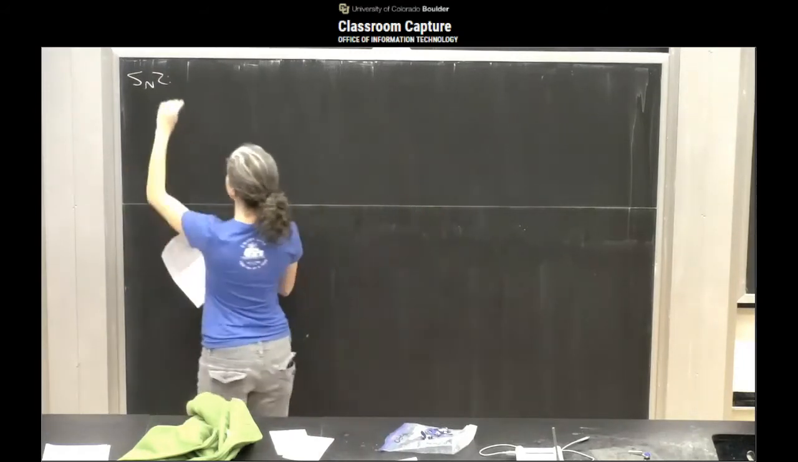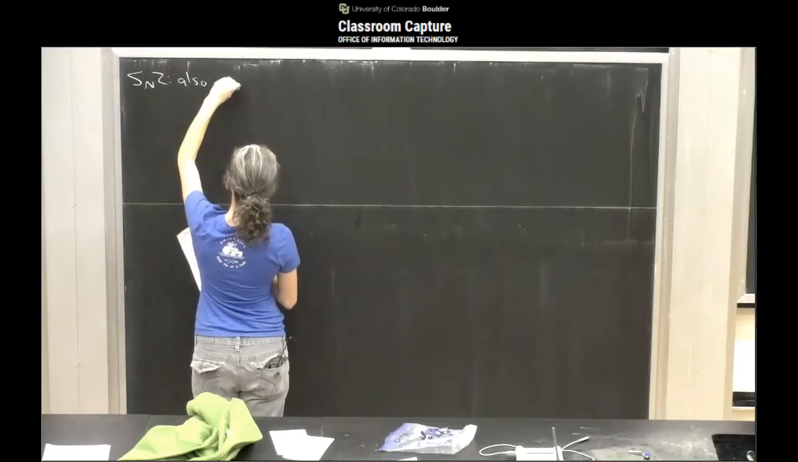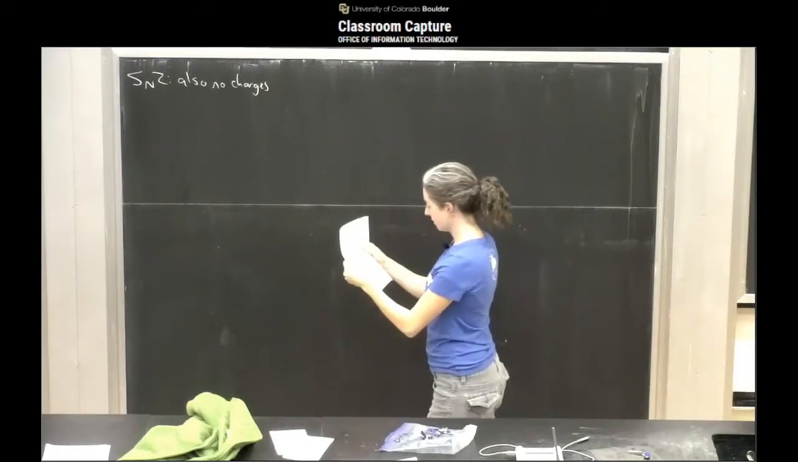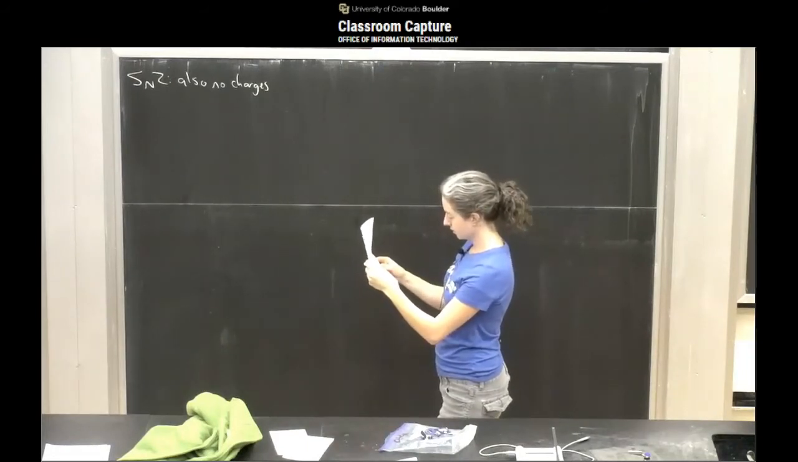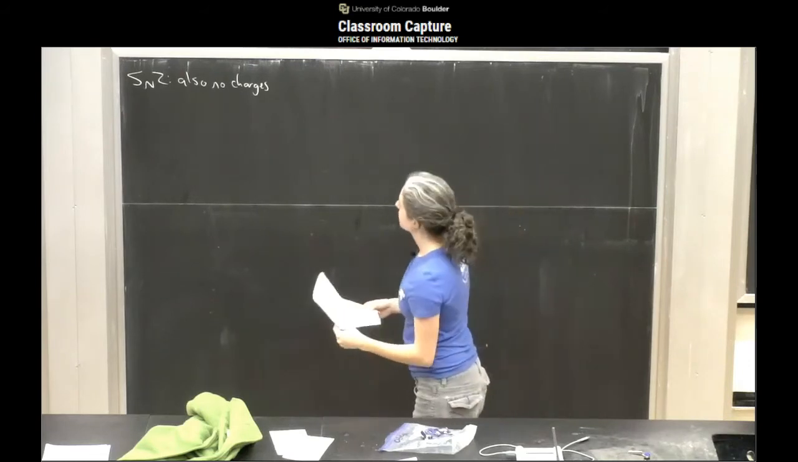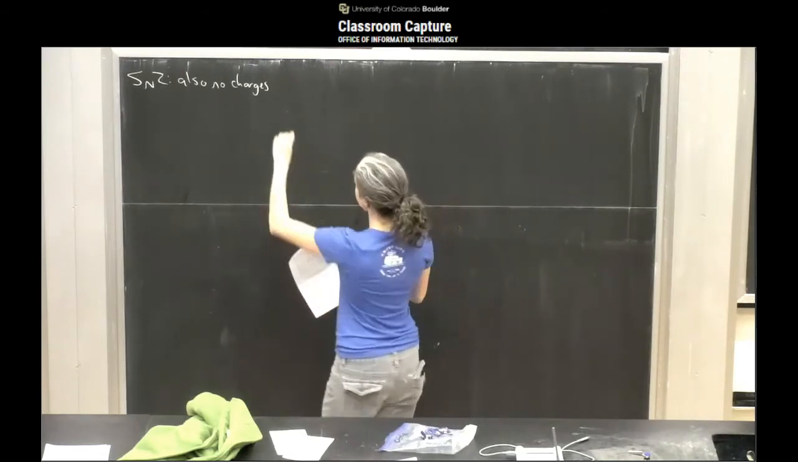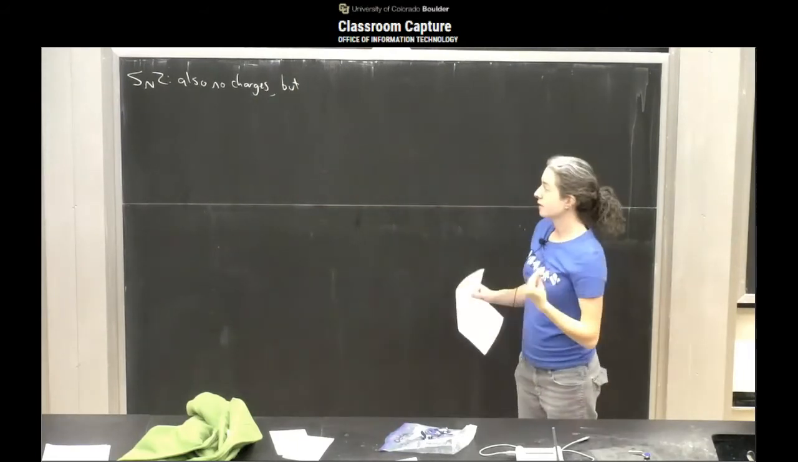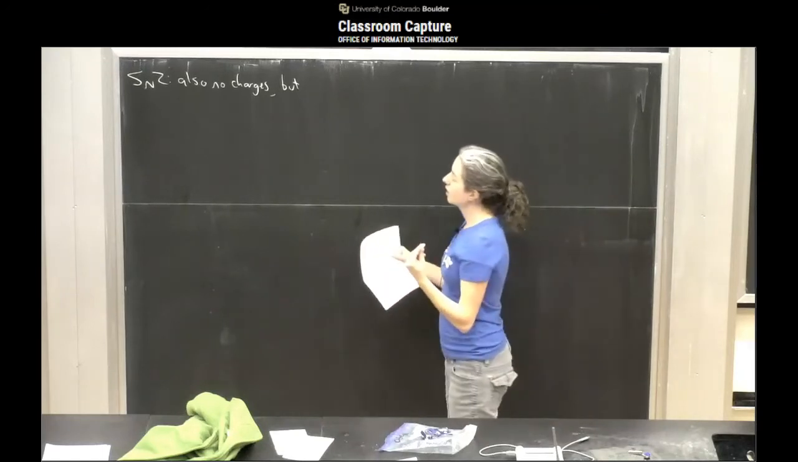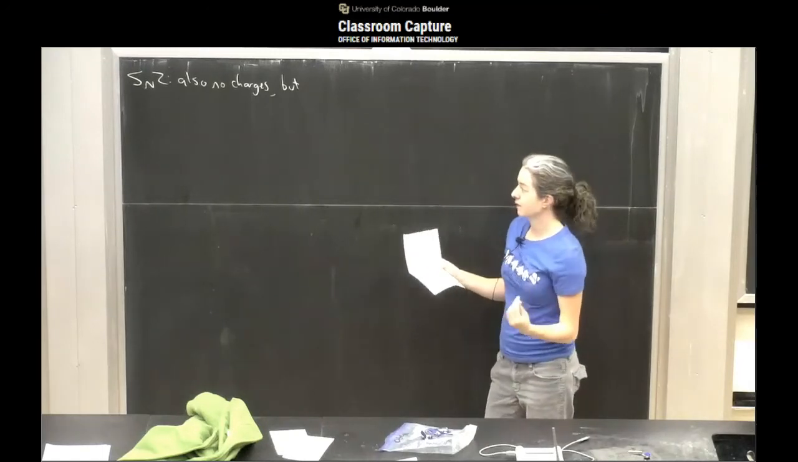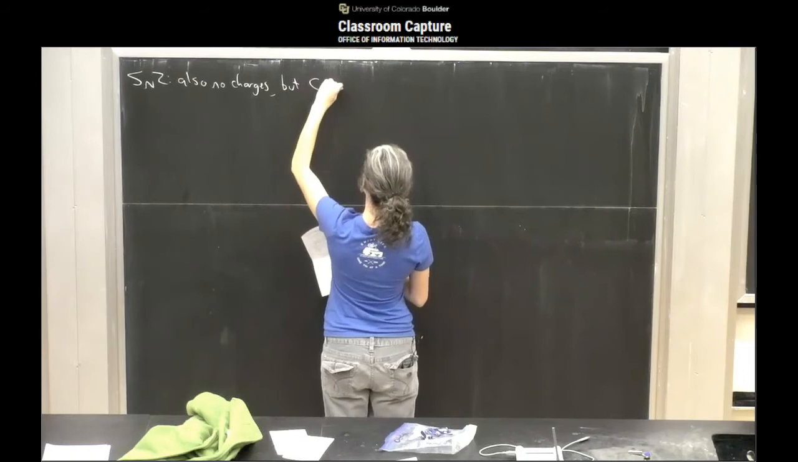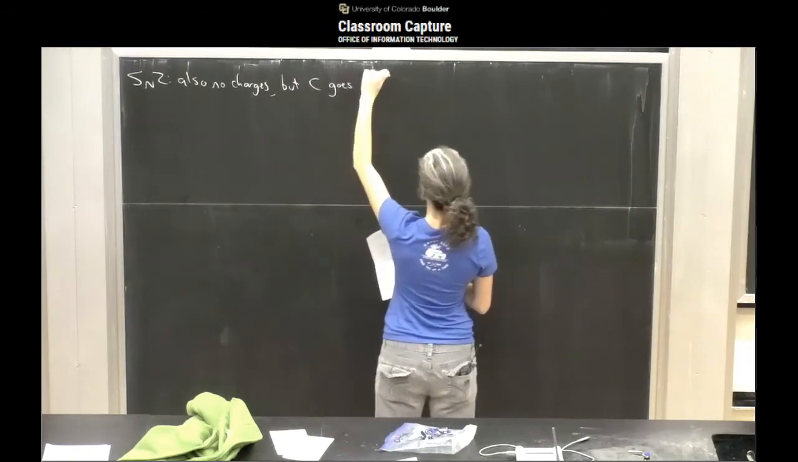So SN2, we know officially there's also no charge on anything. But we do know that based on the transition states for SN2, the one carbon at the center of the reaction is going to go sp2 hybridized briefly. So I'll draw what that looks like.